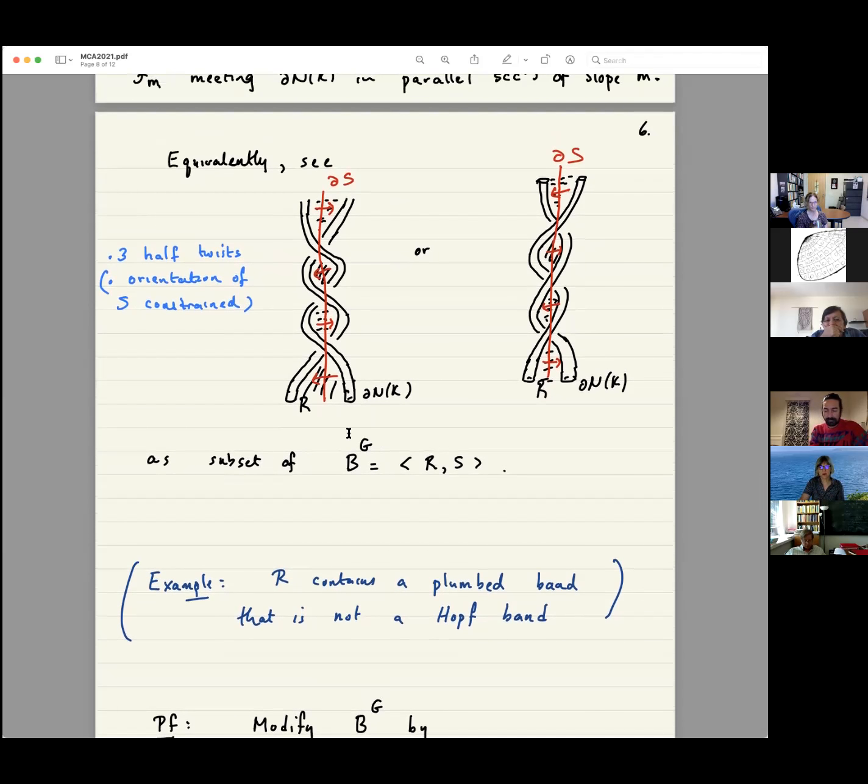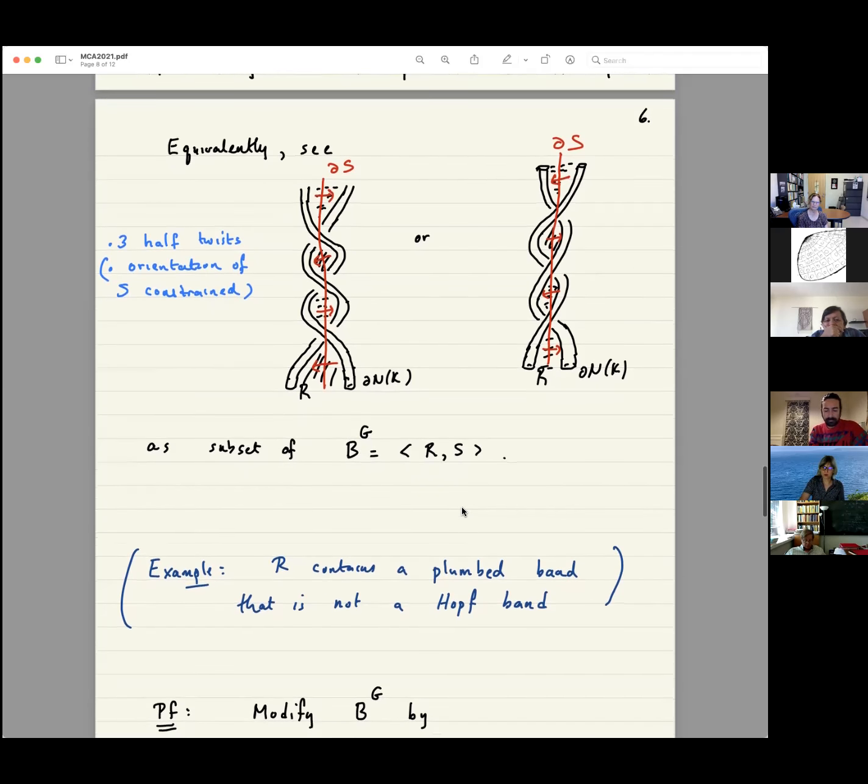And I talked about a branch surface, and I'm going to call the branch surface that comes from just the traditional Gabai game B^G, G for Gabai. It's this thing we get from taking first the surface R and then the surface S and pinching to a branch, smoothing to a branch surface.